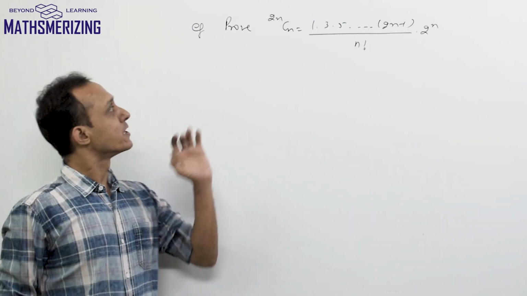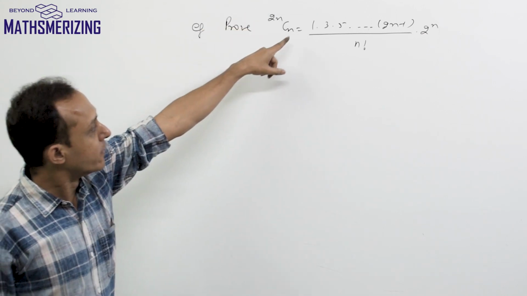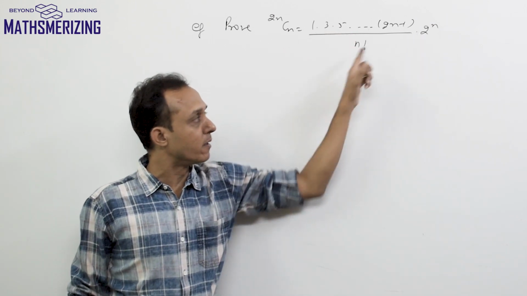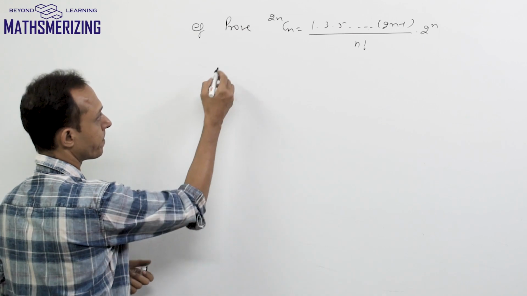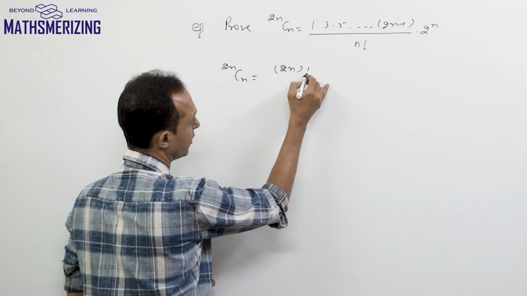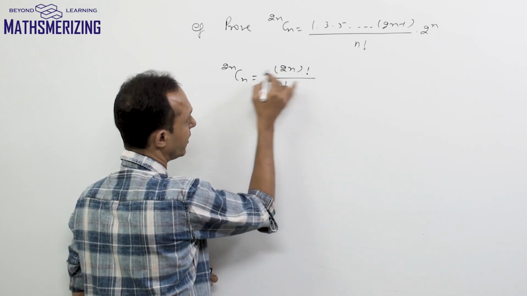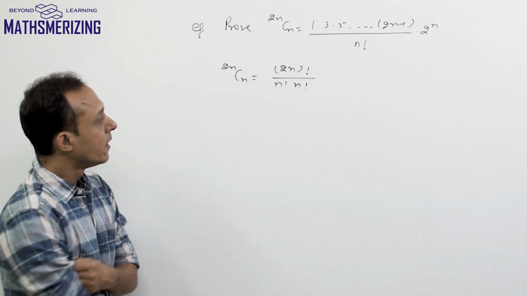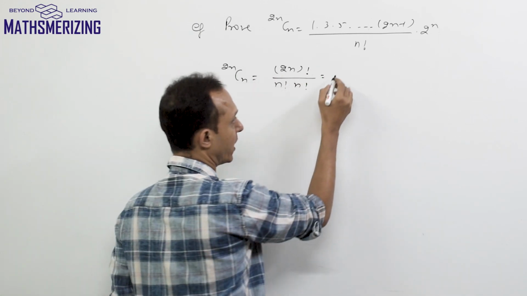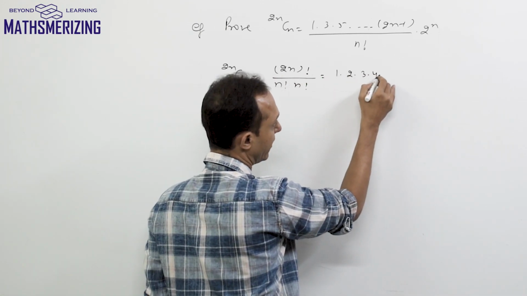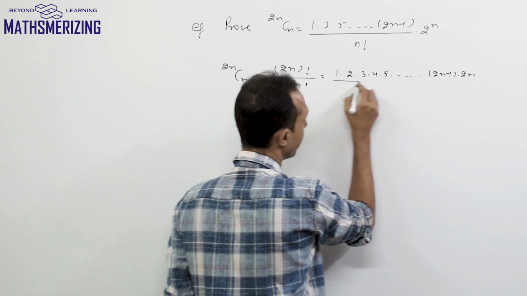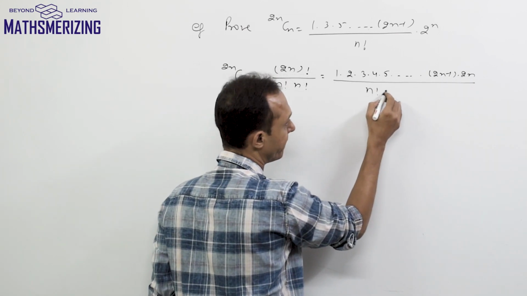So let us take up an example, and the question is we have to prove 2nCn is equal to 1 into 3 into 5 up to 2n minus 1, that is the product of the first odd numbers, into 2 to the power n upon factorial n. Now from the definition of binomial coefficient, we can write 2nCn as factorial 2n upon factorial n, and 2n minus n again will be factorial n. Now I know that factorial 2n is the product of the first 2n natural numbers. So I'll write it as 1 into 2 into 3 into 4 into 5, and there will be 2n minus 1 into 2n, and here in the denominator I'll write factorial n into factorial n.